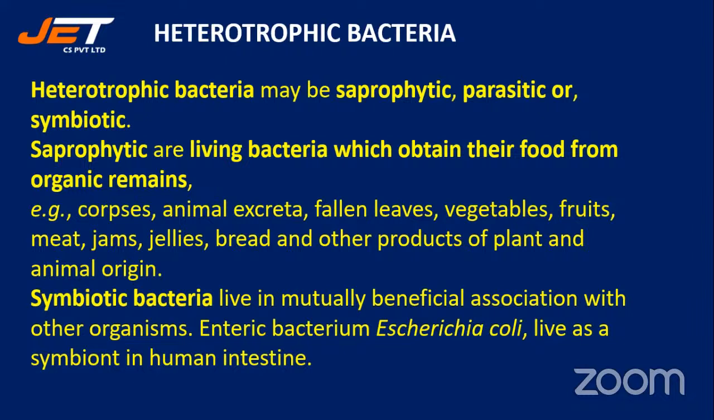Next comes the heterotrophic bacteria. Heterotrophic bacteria may be saprophytes, parasites, and even symbiotic. Saprophyte means, suppose an animal has died, or a leaf has fallen, or there is animal excreta, these bacteria live on them. So saprophytes are organisms that feed on what is already dead.